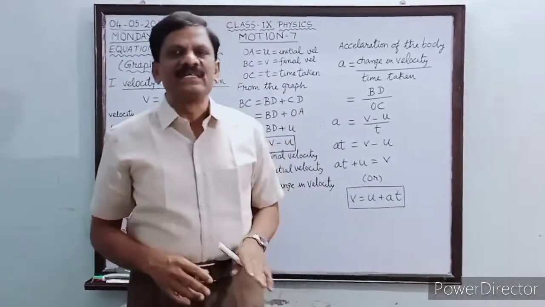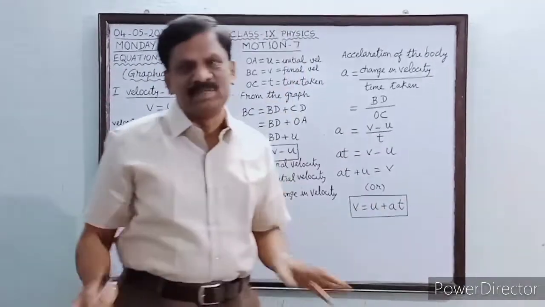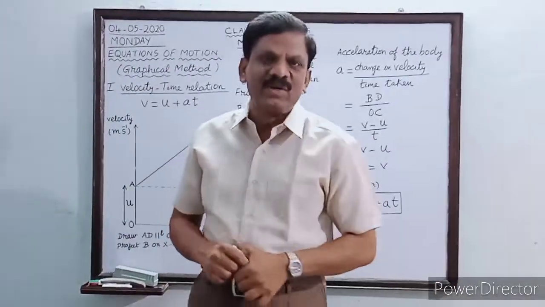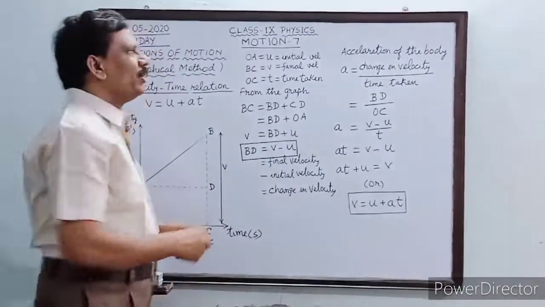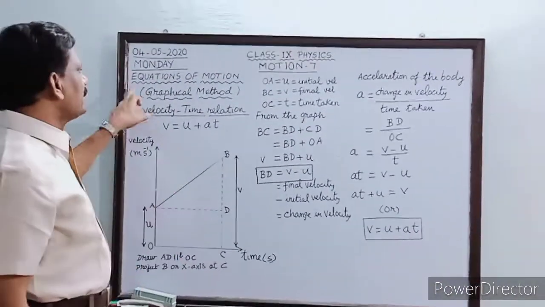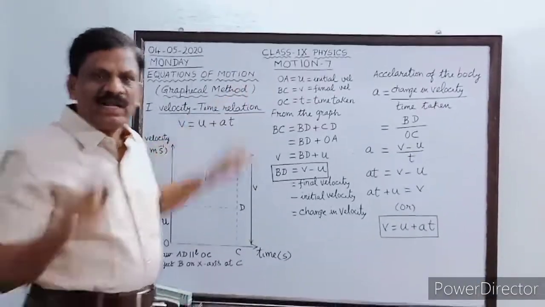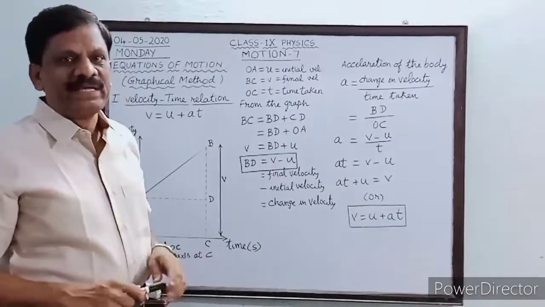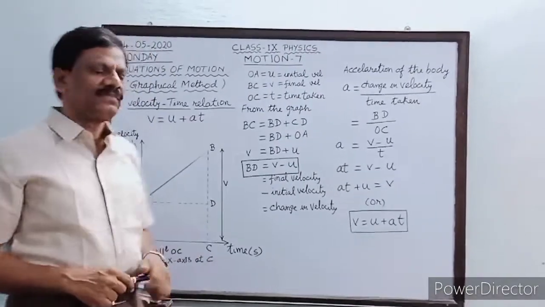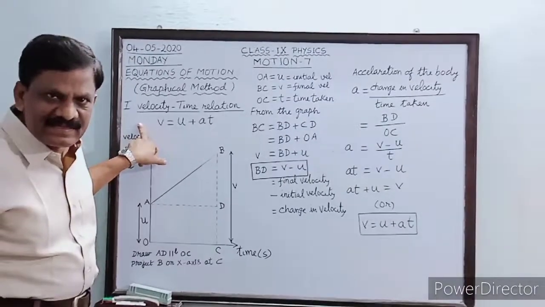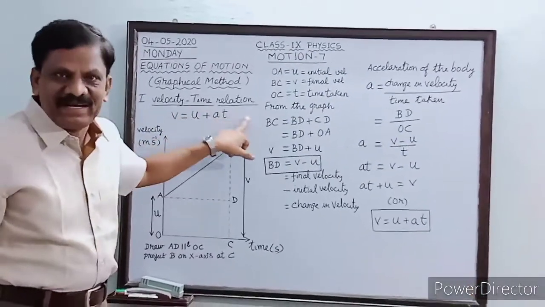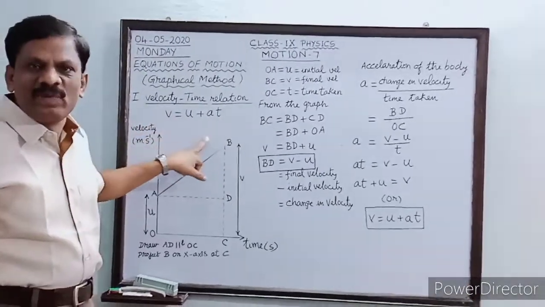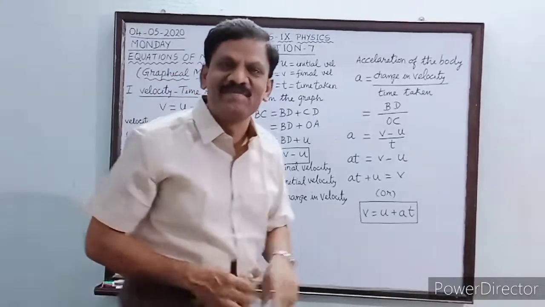So these three equations we derived in the previous class by analytical method, by mathematical method. Today the same three equations of motion we are going to derive by graphical method. Look at the topic of today's discussion. These are the equations of motion for a body moving with uniform acceleration along a straight line. What is the first relation called? The velocity time relation. And what is the relation you said just now? V equal to U plus AT. Shall we derive this by graphical method?